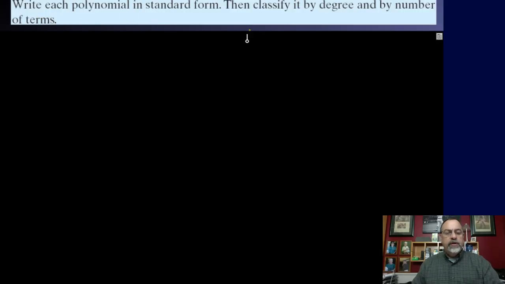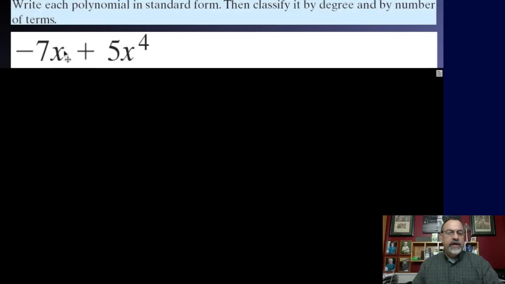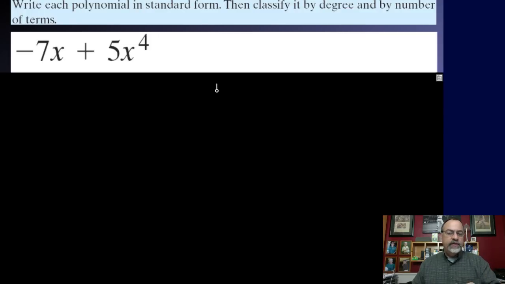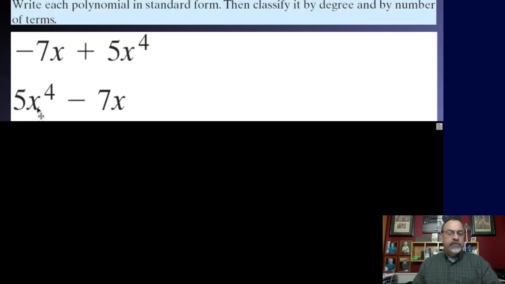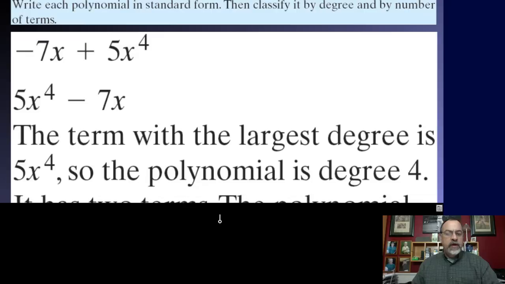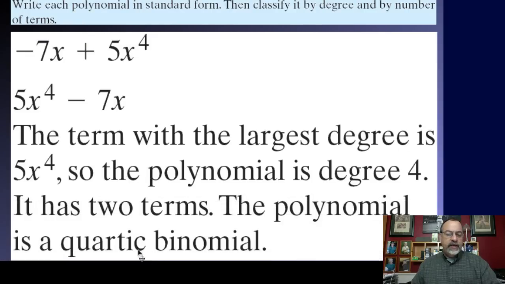In this example, we need to write the polynomial in standard form first, and then classify it by the degree and then by the number of terms. So if we look at this first example, we notice we have a term that's a first degree and a term that's a fourth degree. Standard form says that the highest degree has to go first, so we'll put the highest degree first and then put them in descending order. So this would be standard form. Now we can classify it by its degree. It's a fourth degree, so that's going to be a quartic. And then by the number of terms, there are two terms, so that's going to be a binomial. So this would be a fourth degree, or a quartic binomial, when we classify it by degree and number.